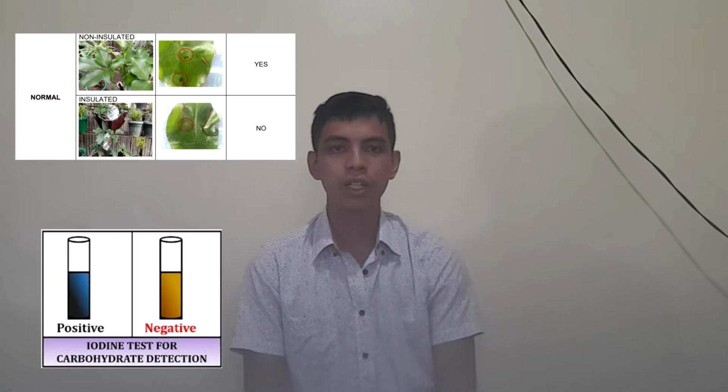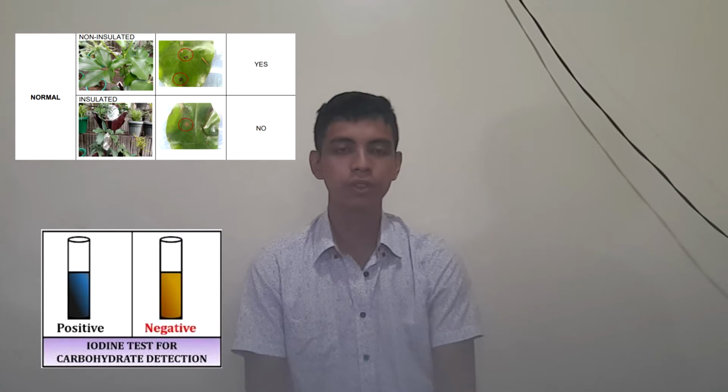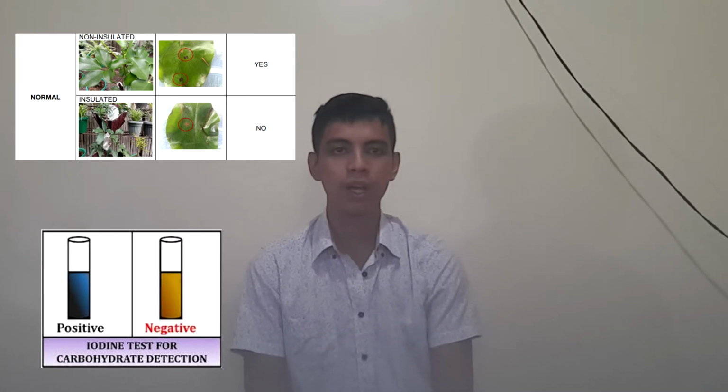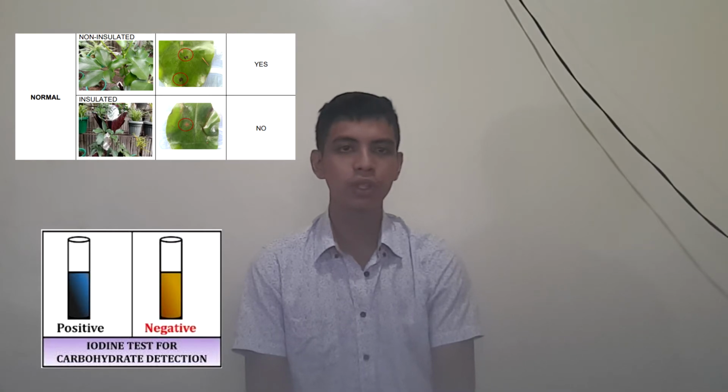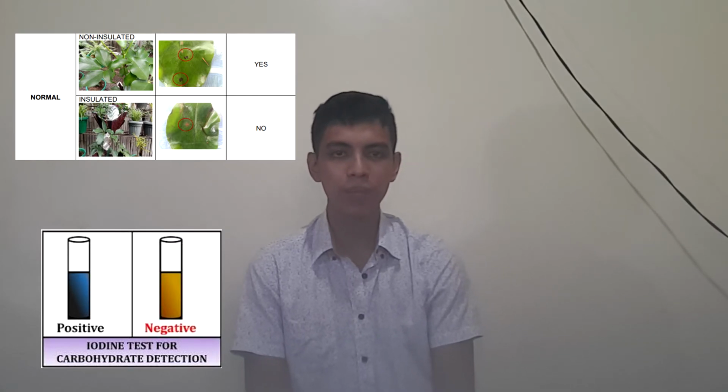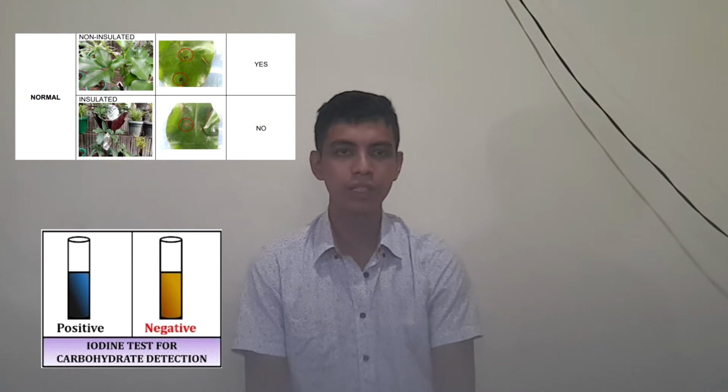In our experiment, we observed the color changes on the chlorophyll-free leaves after the iodine was added. We used two types of plant leaves, the normal one and the variegated or the white pigmented plant leaves. In the normal non-insulated leaves, small bluish-black pigments are observed, an indication that there is presence of starch, while the insulated leaves, or the leaves covered with aluminum foil, showed brownish color pigments indicating that they contain no starch.